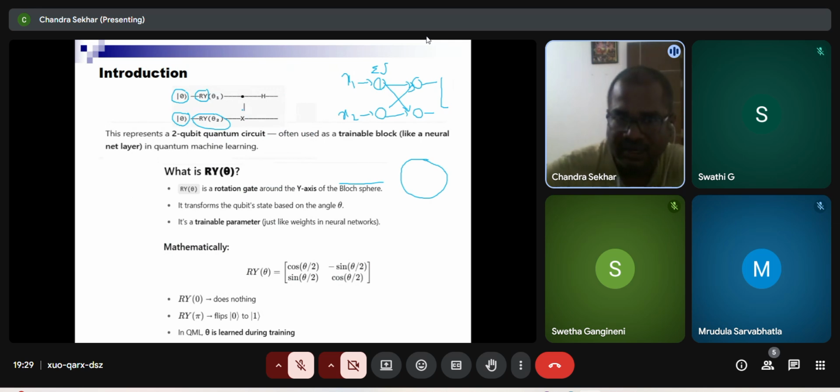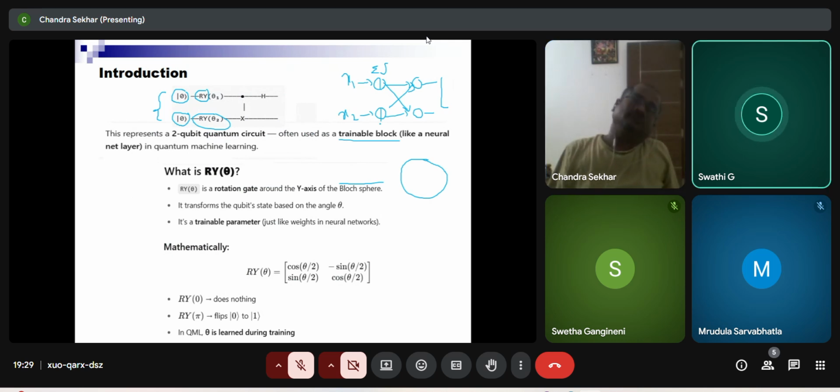But it is more efficient. If it rotates, it is able to capture more information. Parallelism is more. So this represents a quantum circuit, often used as a trainable block. So in a neural network, what is a trainable block? In neural networks, what are we going to train and what do we need to train? Swati?